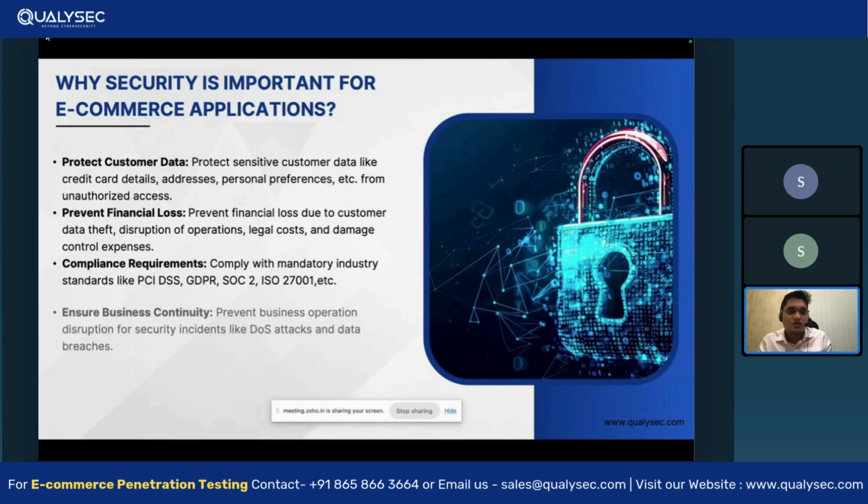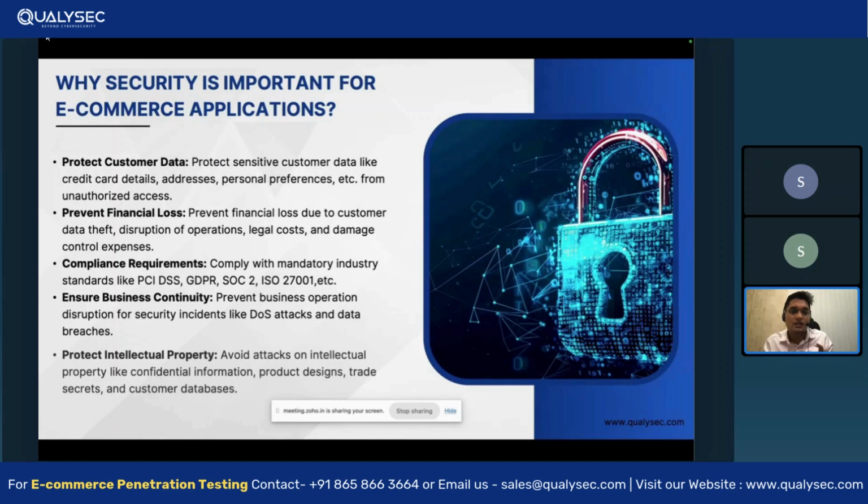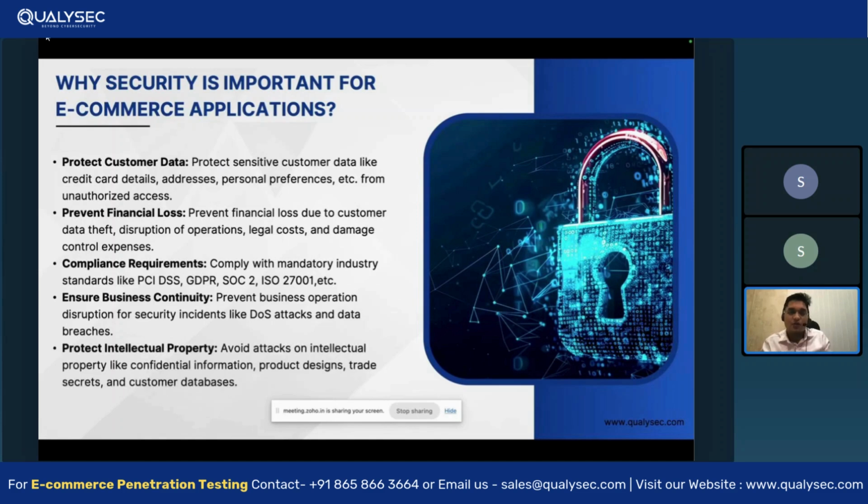Fourth is to ensure business continuity. For example, their application is their everything, right? If someone hijacks it or breaks it, it will directly affect the business. To ensure business continuity, they need security. And the last one is to protect intellectual property: whatever designs, confidential information, trade secrets, and customer data they have. This is very important for a business, and to make it secure, they need to secure the e-commerce application.